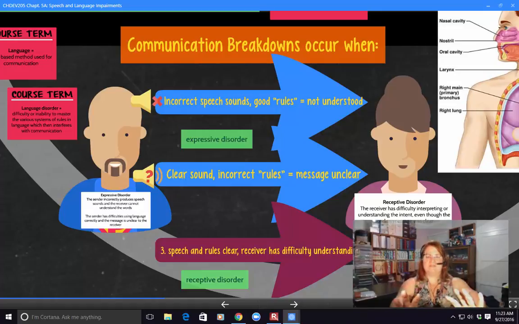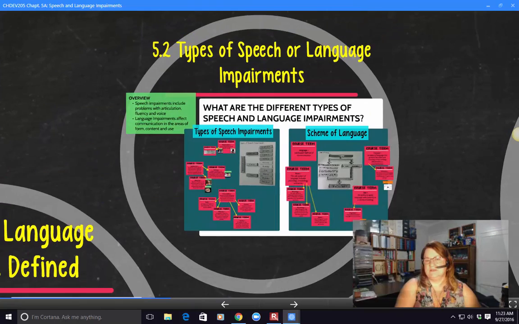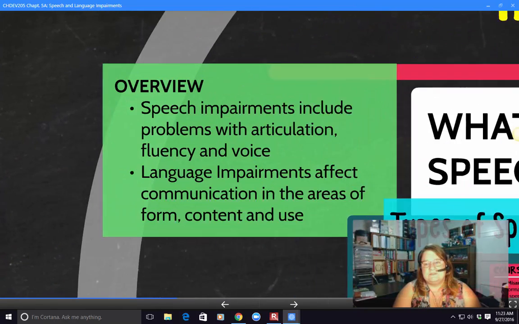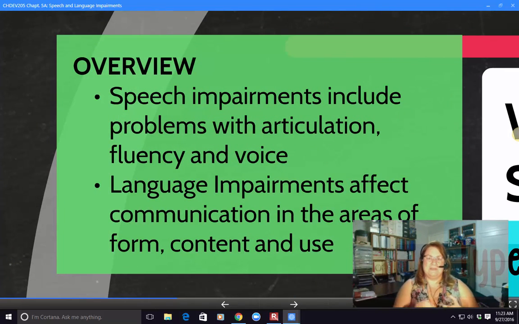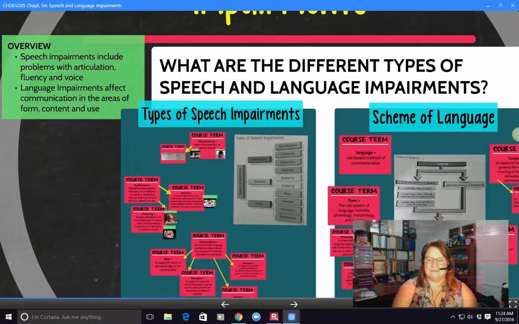So again, expressive issues and receptive issues. And so make sure that you know the difference. That's a big deal to know right at this point. Now, types of speech or language impairments. Again, there could be articulation issues. There could be fluency, which makes it, I talk like that, or I talk choppy, or I stutter, right? And sometimes there's voice, or sometimes people have a really high-pitched voice. Sometimes you'll see that with people, right? And then language disorders have to do with the form and the content and use. And so let's talk about that.